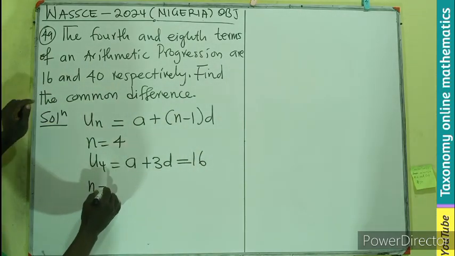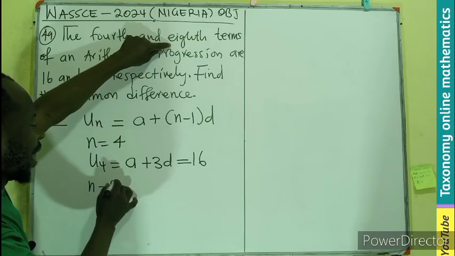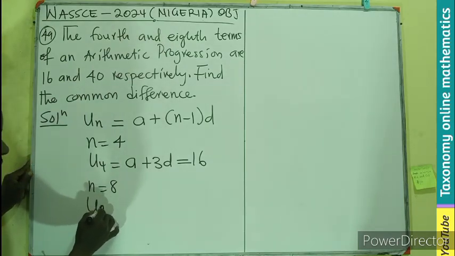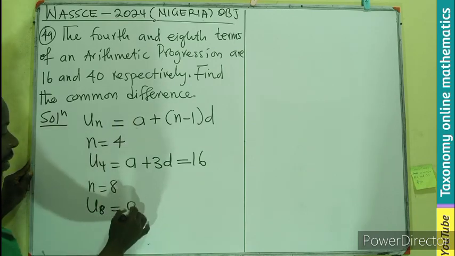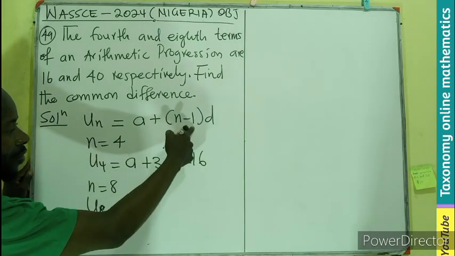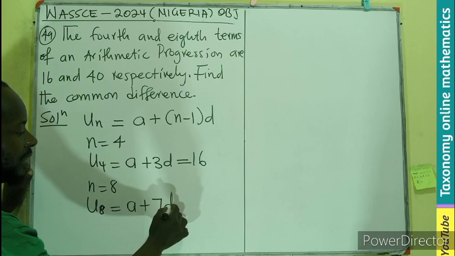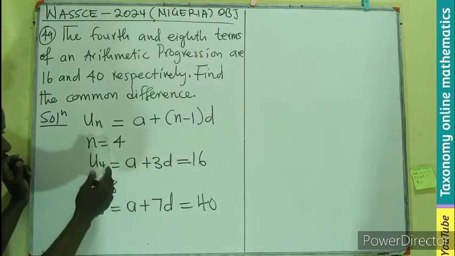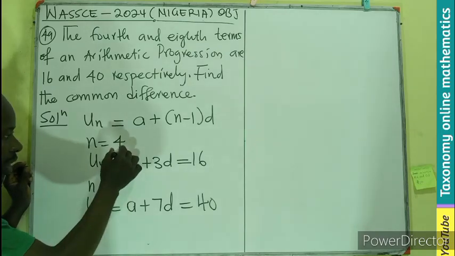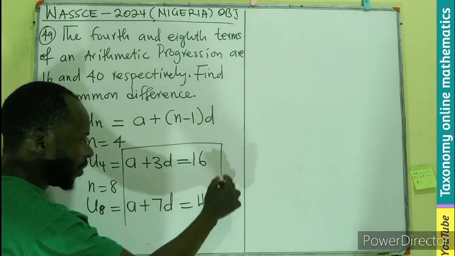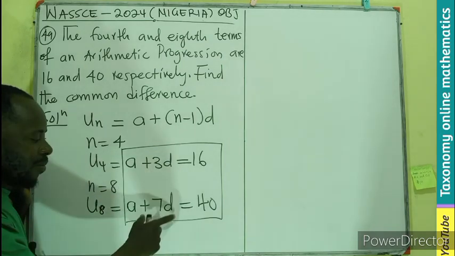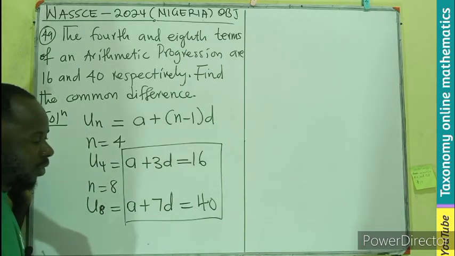Then when n is given to us as the eighth term, our eighth term will become a plus 8 minus 1, 7 times d, equals to what? 40. So these two equations are what we are going to be dealing with simultaneously, because this is of two variables, so we can solve it simultaneously.